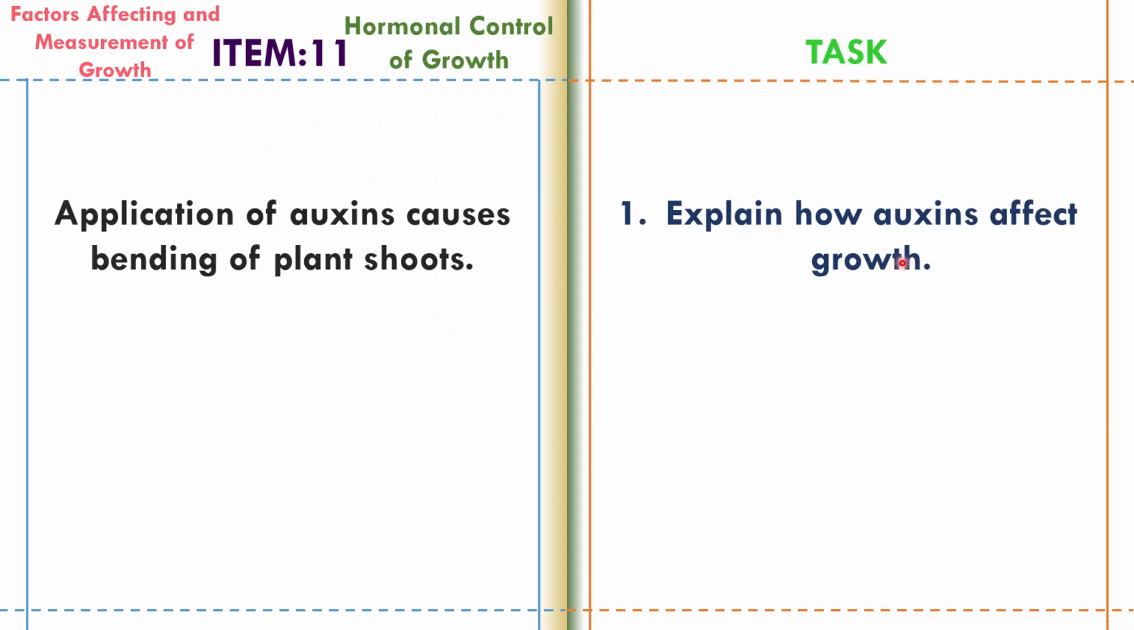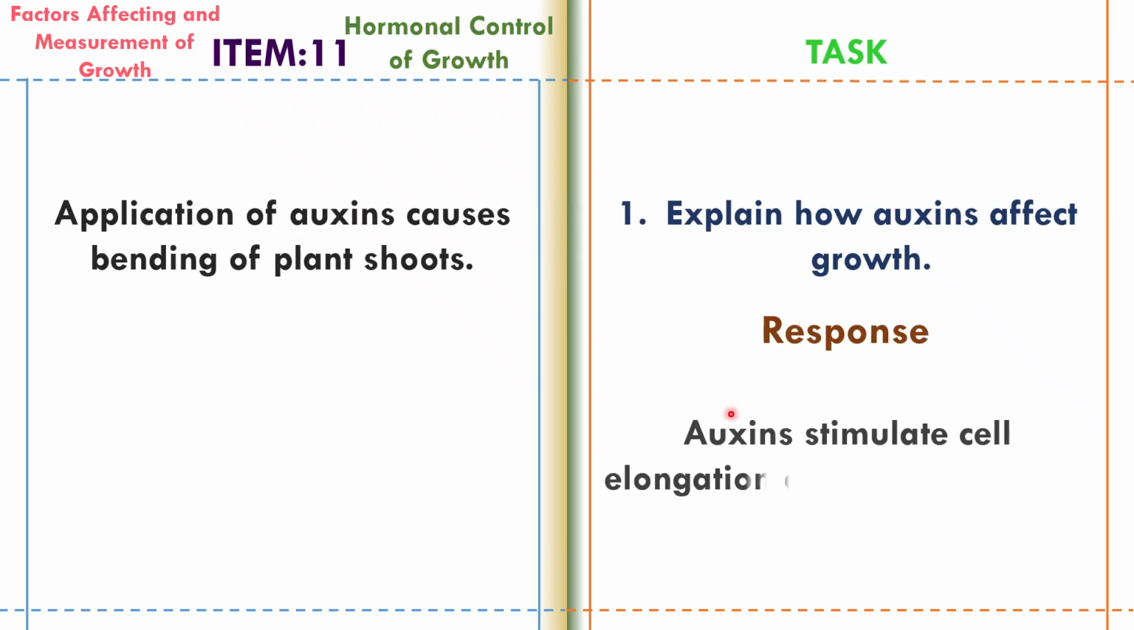Let's start with explain how auxins affect growth. Auxins stimulate cell elongation on the shaded side.